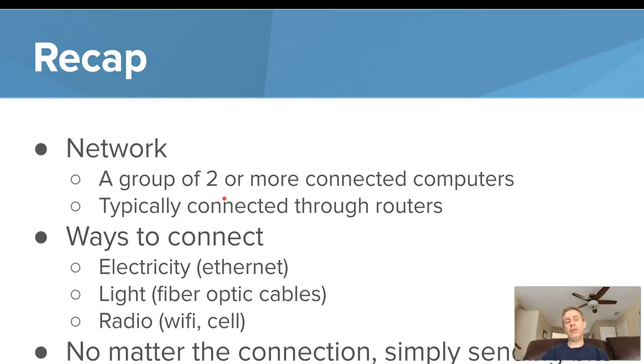So to summarize this section, a network is basically 2 or more connected computers, and we typically connect networks using routers. And there are various ways that we make the connection from 1 computer to the other. It's either through electricity, light, or radio waves. And no matter what the connection may be, we are essentially sending bits. You're essentially sending zeros and ones when you're sending information from any computing device to another one.